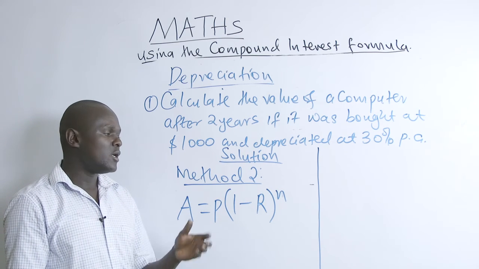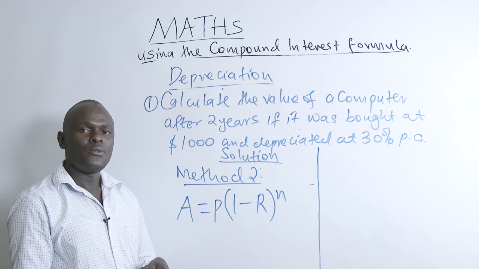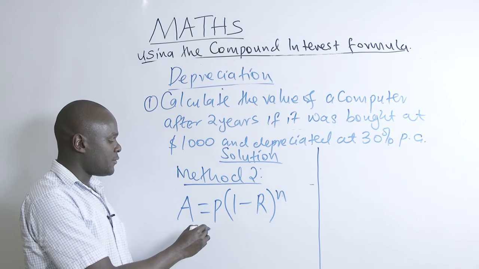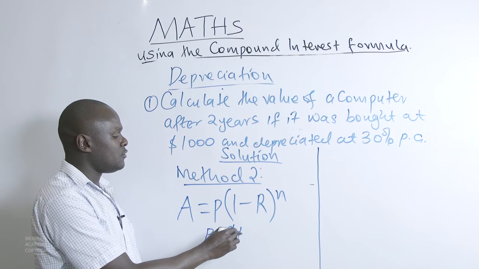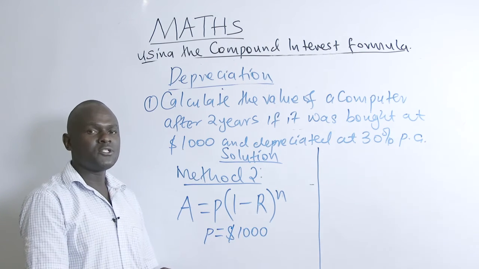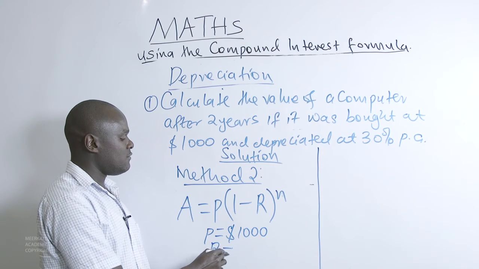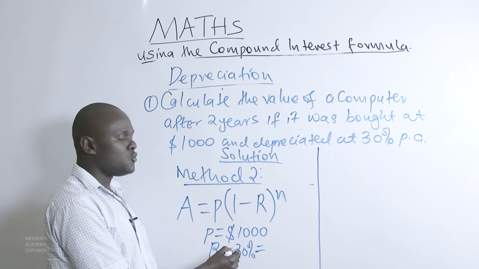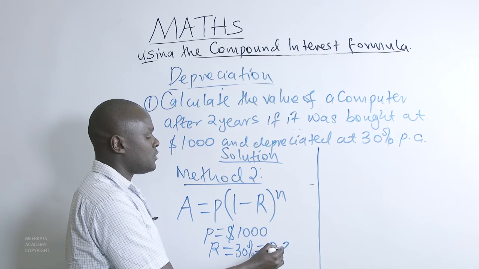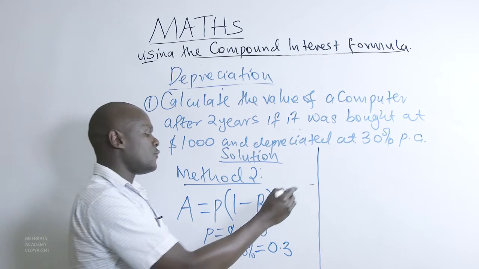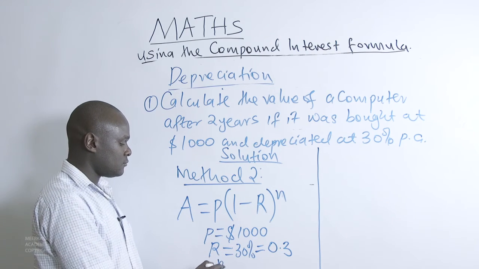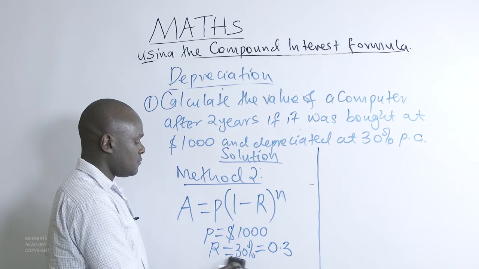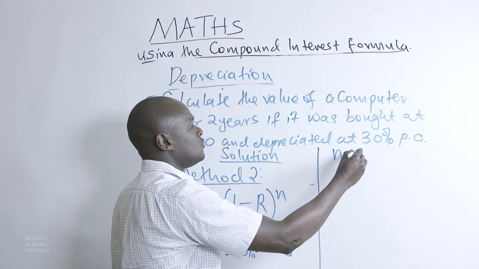With this formula, we list down the terms together with their values that we have been provided with. The principal is the initial value of the computer before depreciation, and the rate, we are given a rate of 30% per year. If you express this as a decimal, you divide by 100, this will be 0.3. The number of periods, we have 2 years.